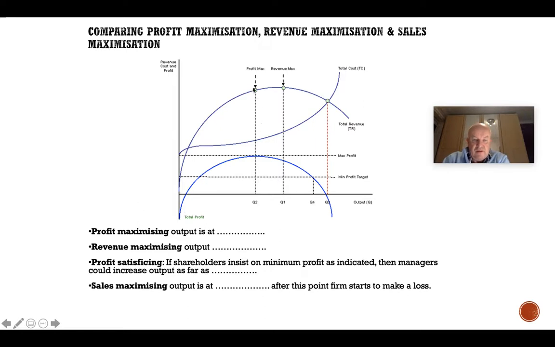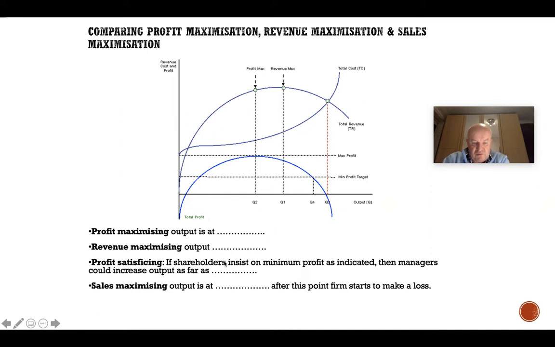Because as you can see, profit maximization, the gap between our total cost line and our total revenue line is at its greatest. Okay, so profit maximizing output would be at Q2. Revenue maximizing output would be the point at which our revenue is at its highest point. Okay, and then you can see that we're still making a profit, a significant profit, but we're not profit maximizing as such. So this would be at Q1. Okay, so revenue maximizing output would be Q1.